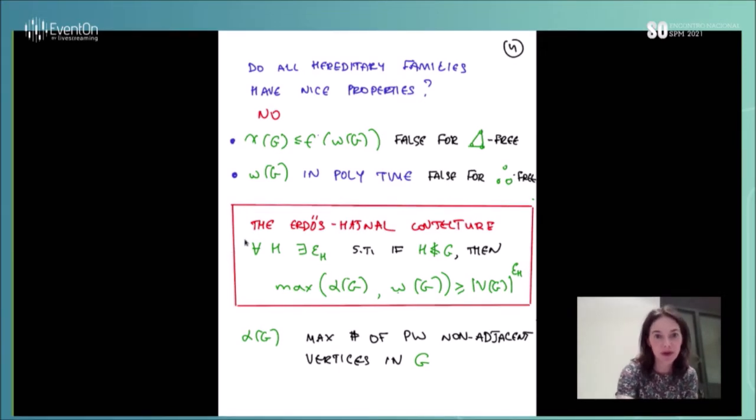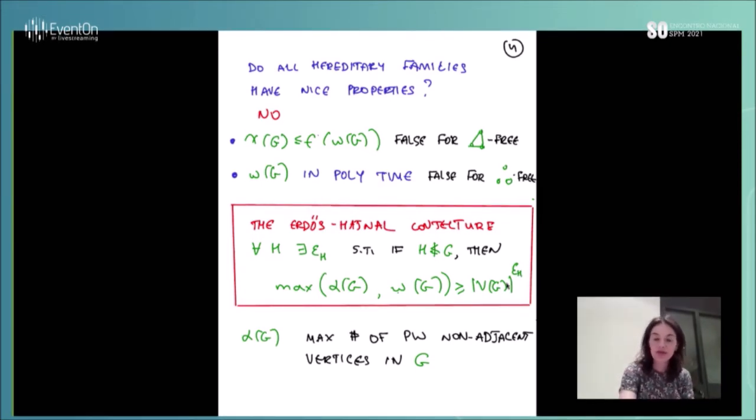Okay, so here's the Erdős–Hajnal conjecture. For every H, there exists an epsilon, so that if H is not an induced subgraph of G, then in G, either there's a very large clique or there's a very large stable set. And again, just to remind you, a stable set is a set of pairwise non-adjacent vertices, and alpha of G is the maximum size of a stable set, or in other words, the maximum number of pairwise non-adjacent vertices. So the conjecture says, for anything I forbid, there's an epsilon, so that in the graph with that H forbidden, either alpha or omega is at least the number of vertices to the epsilon.